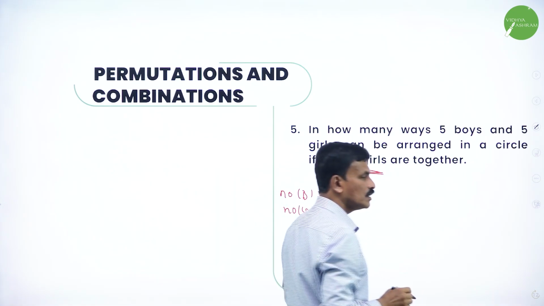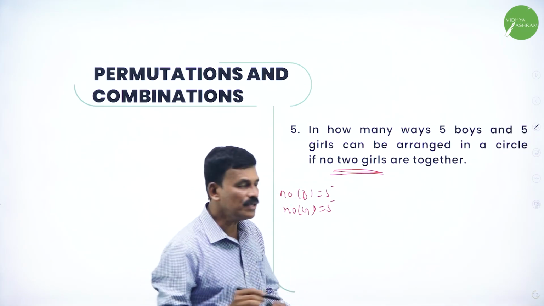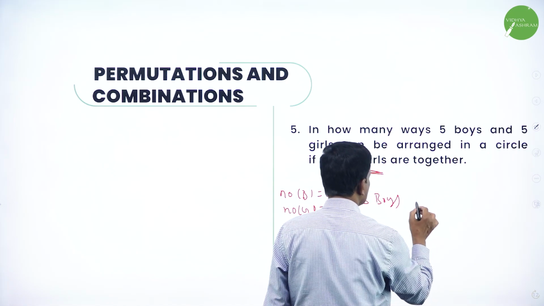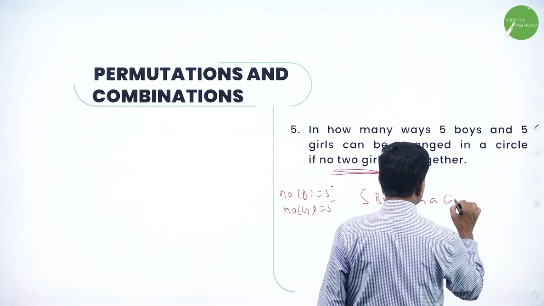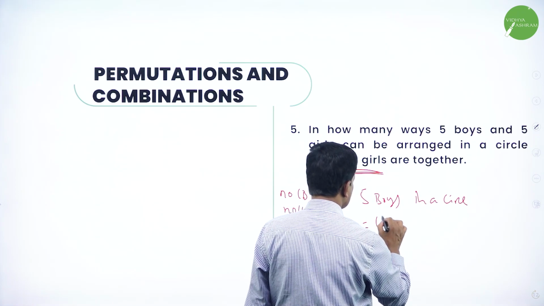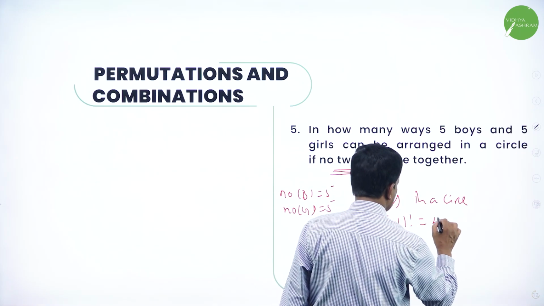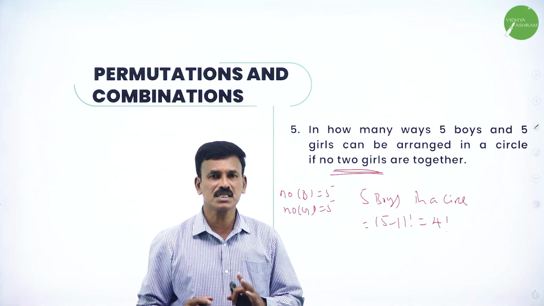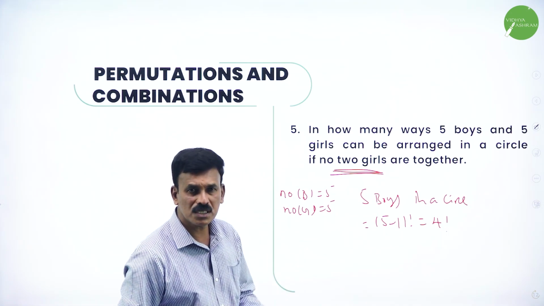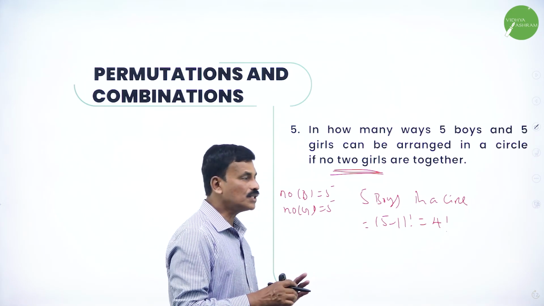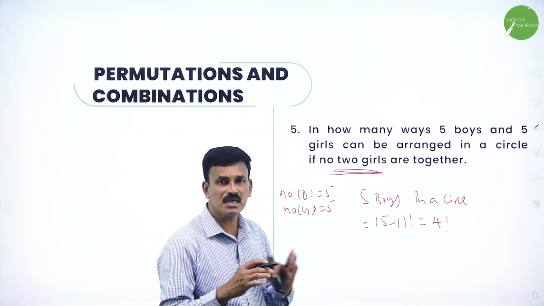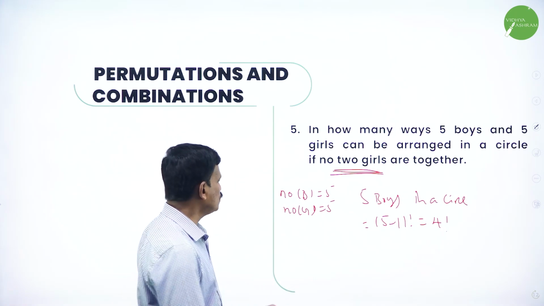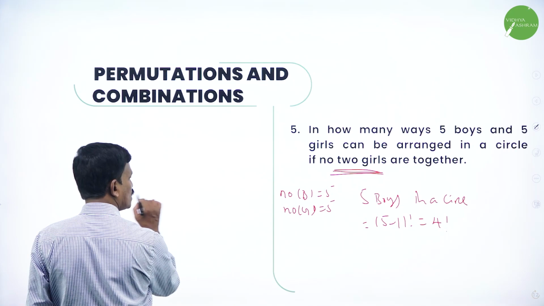Okay. Now, just first arrange 5 boys. 5 boys can be arranged in a circle in 5 minus 1 factorial, that is equal to 4 factorial ways. So, first arrange 5 boys in a circle, that is 5 minus 1, equal to 4 factorial. The remaining 5 girls can be filled in the remaining gaps. That's it. Now, just arrange the girls in the gaps. So, here we can arrange the boys in 4.